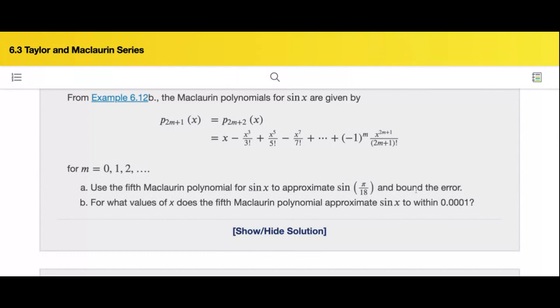Okay, for us, we don't care much about bounding the error. B, for what values of x does the fifth Maclaurin polynomial approximate sine x to within 0.0001? Okay, for the second one, we have to use Rn. So this is the fifth, so we have to use R6 to bound it. Well, let's see the example.